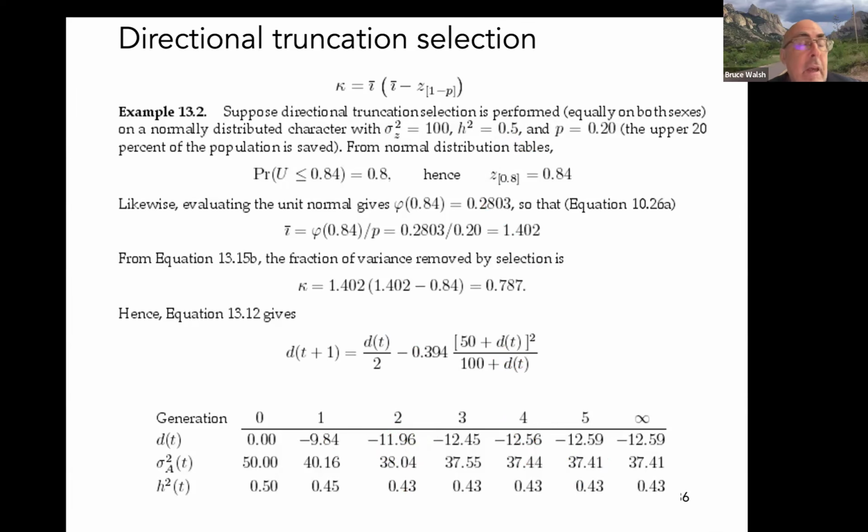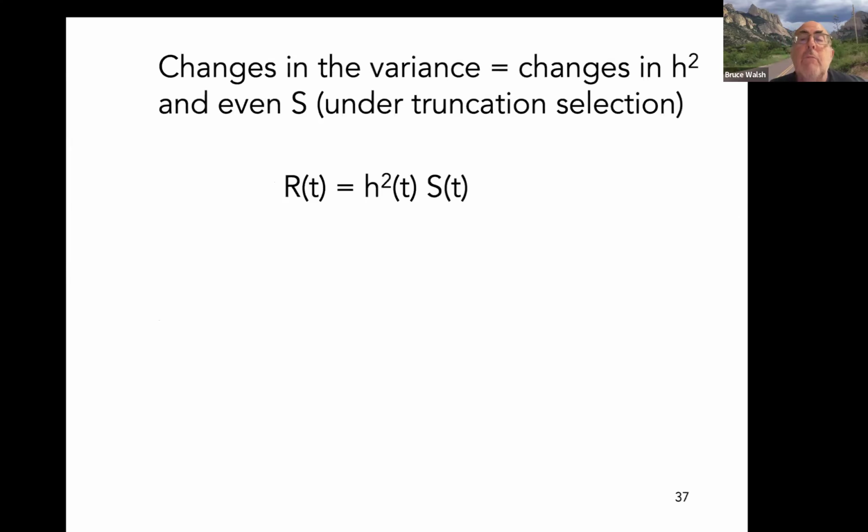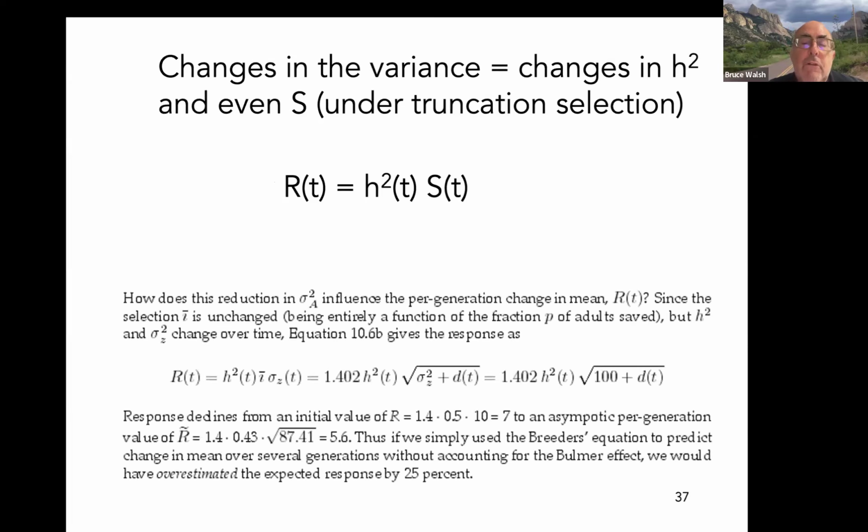It's a big effect. And this all arises because selection is generating negative correlations among favorable alleles. And this is called the Bulmer effect, and it allows you to track that. So in particular, to close off, there's the Breeder's equation. And in the Breeder's equation, what is changing is the heritability. So my initial response in the previous example was 7 per generation. If you plug in the equilibrium values here, the response goes from about 7 to about 5.6.